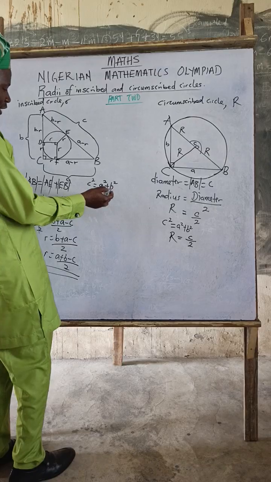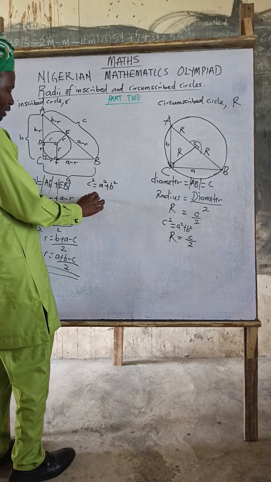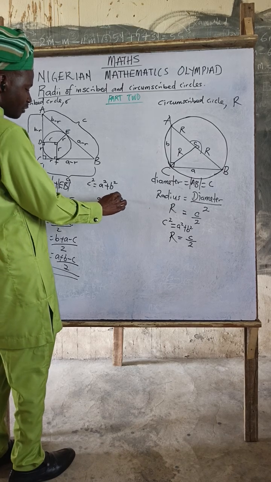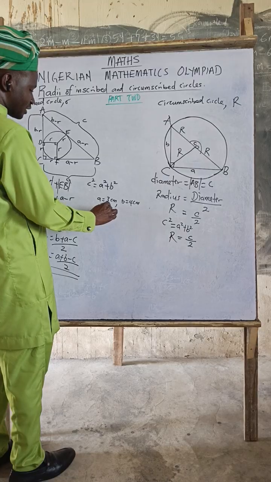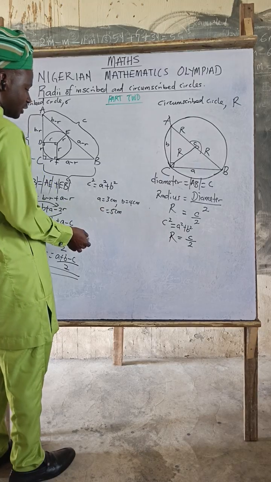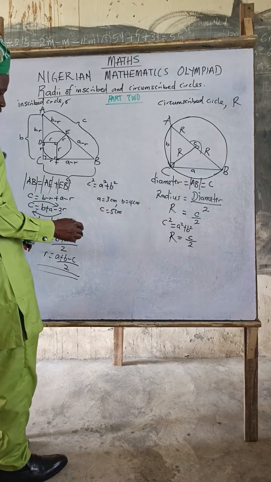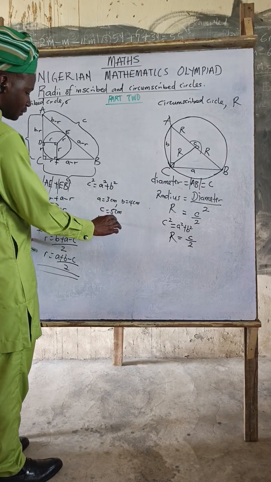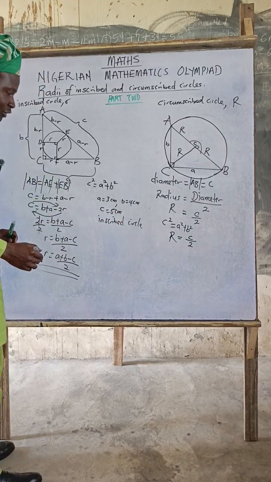So you have to determine the radius of this. You are given A to be 3 centimeters, B equals 4 centimeters, C equals 5 centimeters, and you are asked to determine the radius of the inscribed circle here. So using this formula now, for the inscribed circle, we need to check first.